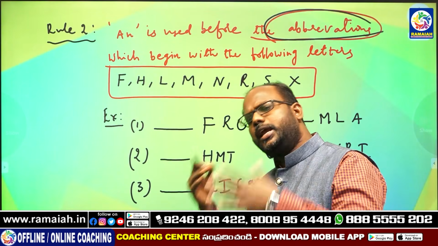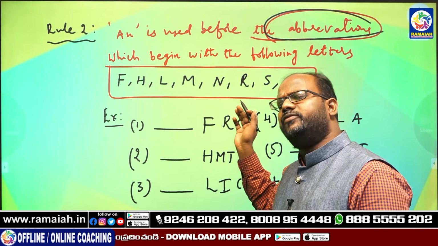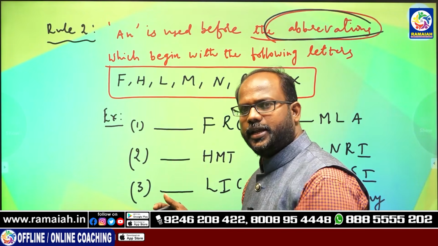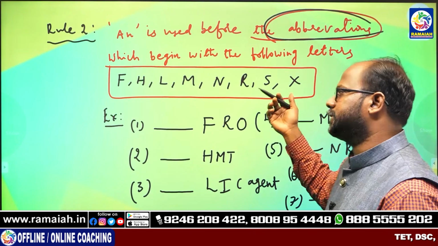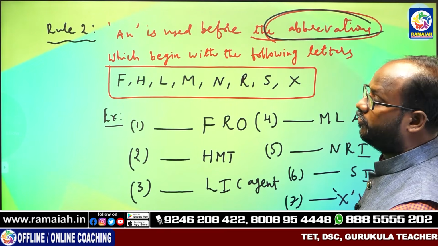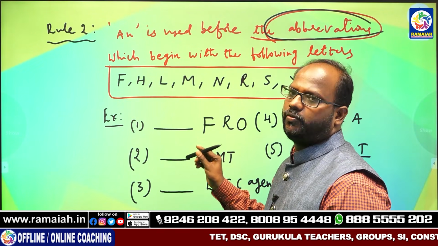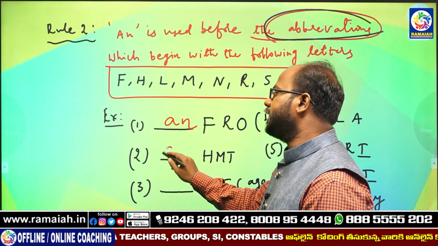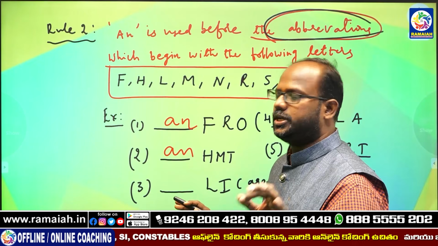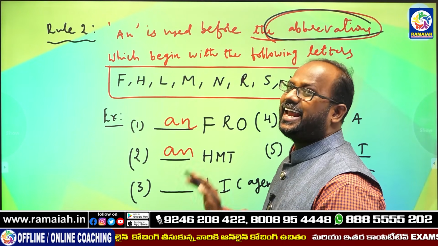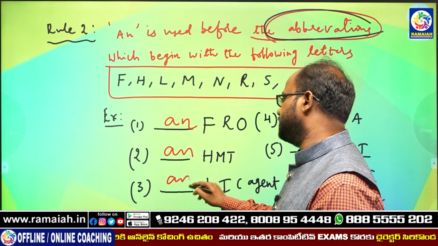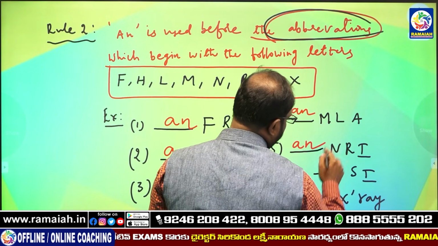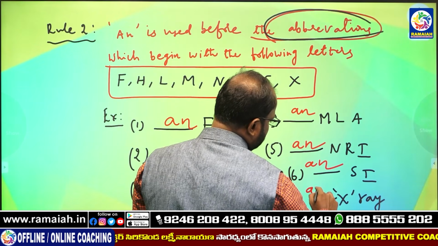If any abbreviation begins with any one of these letters, then you go for the article an. Any abbreviation begins with this, right? Say for example, FRO, Forest Range Officer, not a FRO, an FRO; an HMT watch, not a HMT watch; an LIC agent, an LDC, an MLA, an NRI, an SI, an X-ray report.